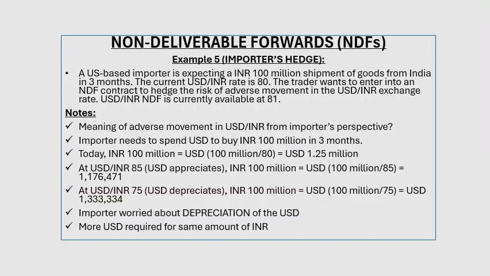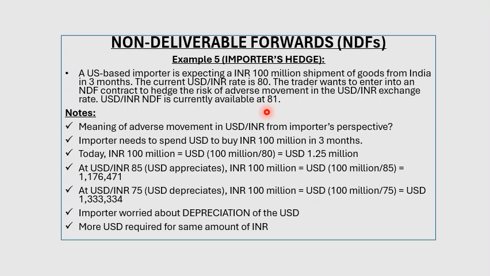Now let's consider a case of a US-based importer, where the US-based importer is expecting an INR 100 million shipment of goods from India in 3 months. The current USD INR rate is 80. The trader wants to enter into an NDF contract to hedge the risk of adverse movement in the USD INR exchange rate. USD INR NDF is currently available in the market at 81.